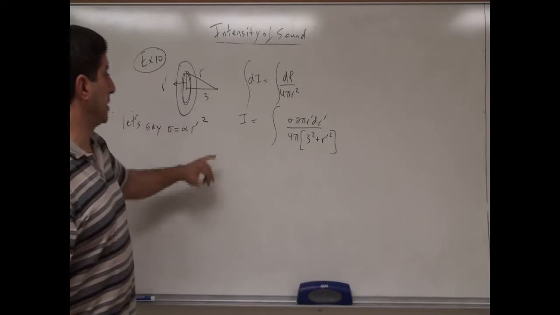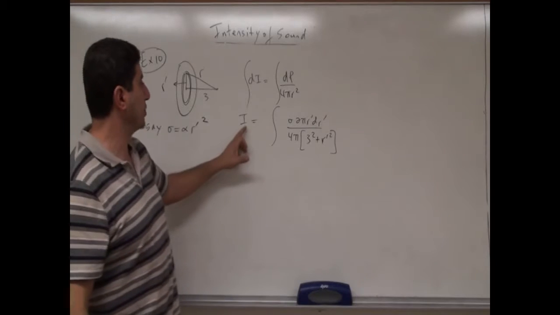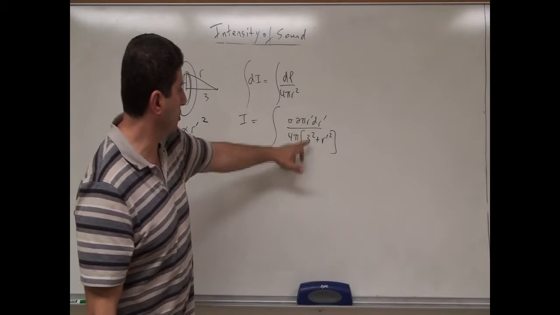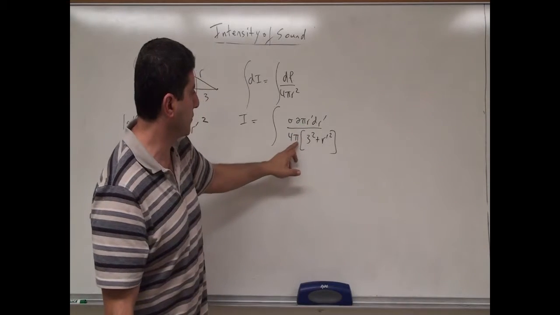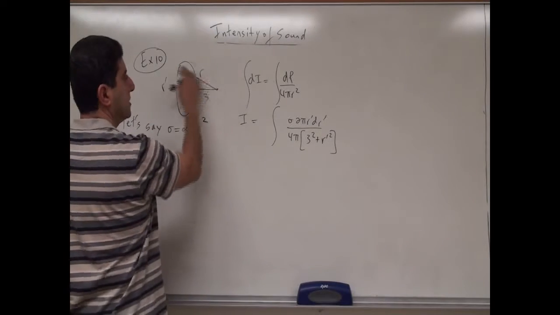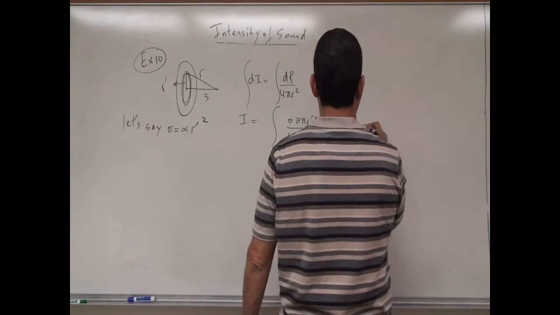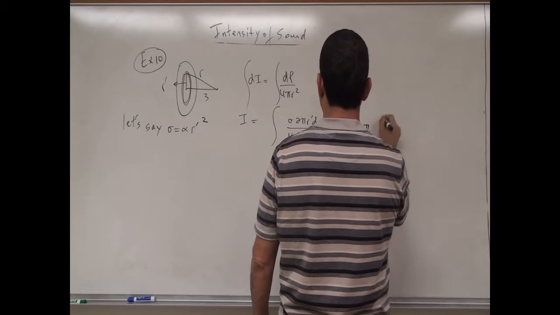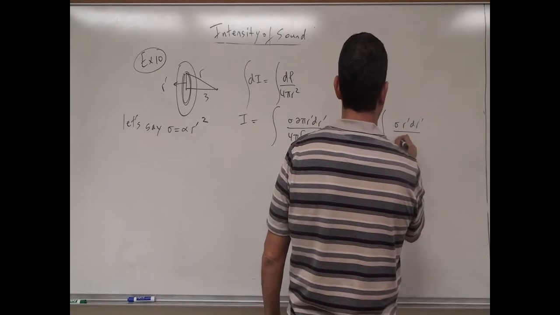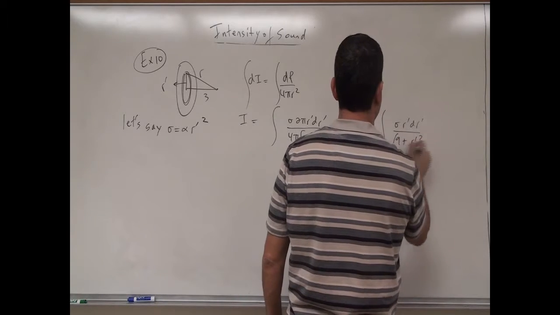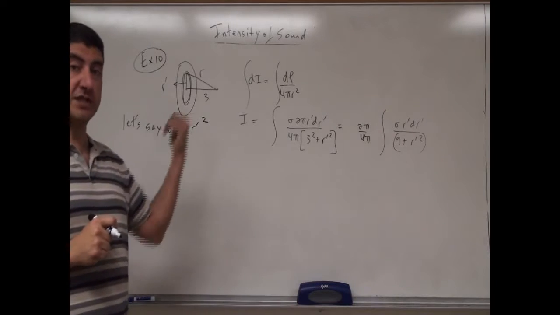Now we come to the example where the surface sound intensity is non-uniform. We have pretty much the same setup up to this point. We have sigma dA, and dA is 2 pi r prime dr over 4 pi divided by this radius squared. The 2 pi is going to come out, the 4 pi is going to come out, and then you have sigma r prime dr prime over 9 plus r prime squared. The difference is that in this case the sigma will not come out.